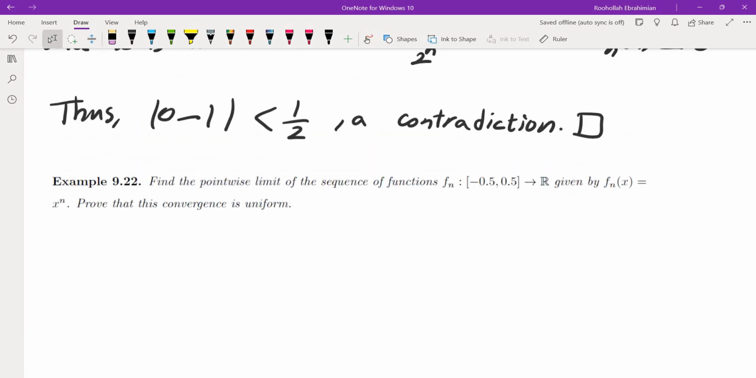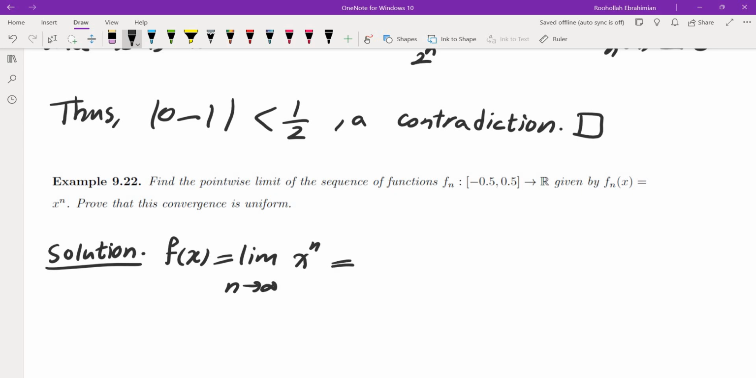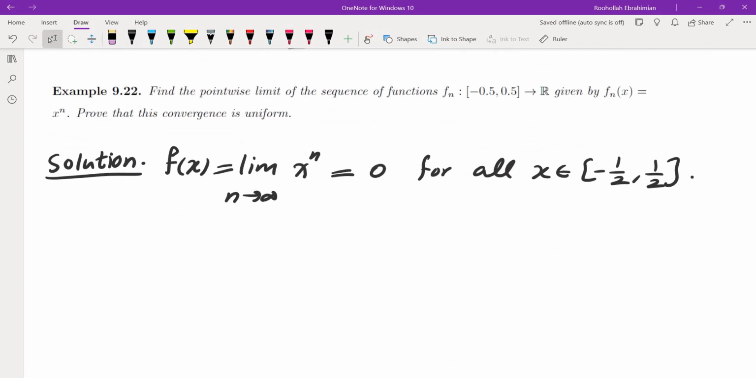Okay, so these are 3 very important and interesting examples. So last thing we're going to do is look at one example similar to what we did before, but this time the convergence is in fact uniform. So find the pointwise limit of that. If you look at f of x, which is the limit as n approaches infinity of x to the power of n, this is going to be 0 for all x between -1/2 and 1/2. And this is because of an example we have done before.